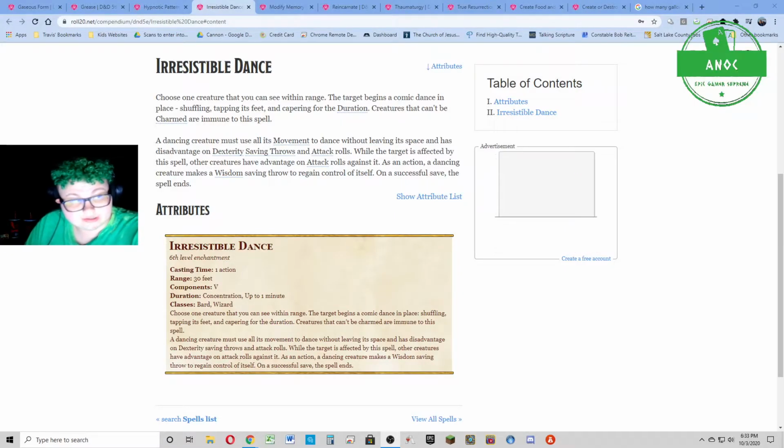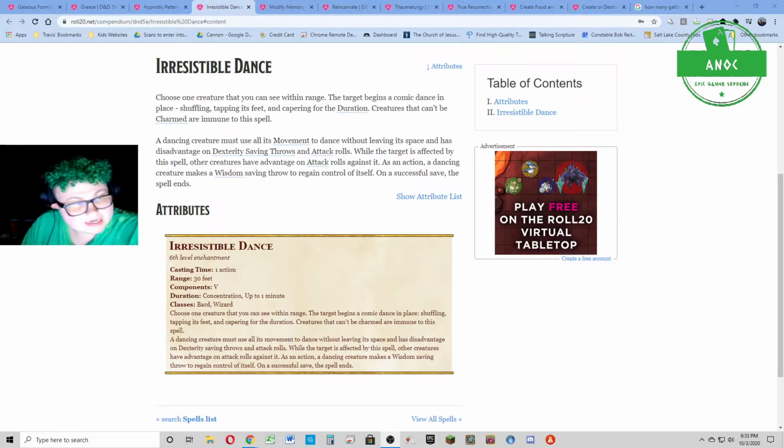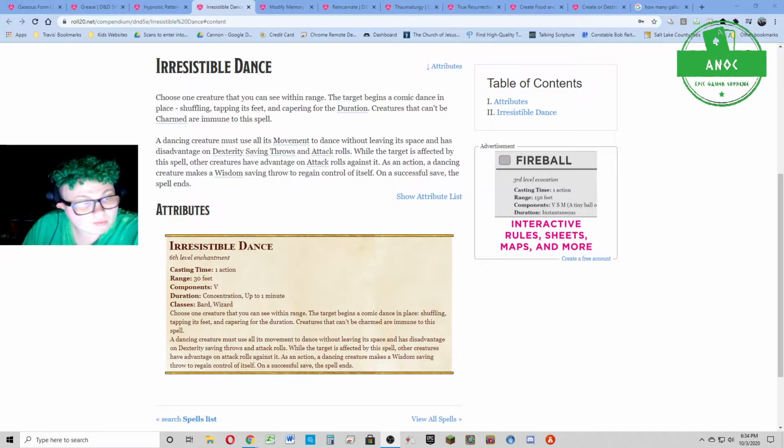Anyway, on to the next one. Irresistible Dance. Irresistible Dance is a 6th level enchantment. Casting time is 1 action, range 30 feet. Components are visual. Duration is concentration for up to 1 minute. The classes that can use this are Bard and Wizard.